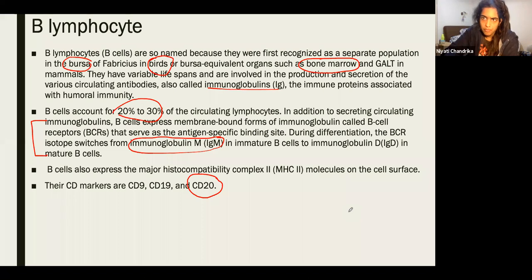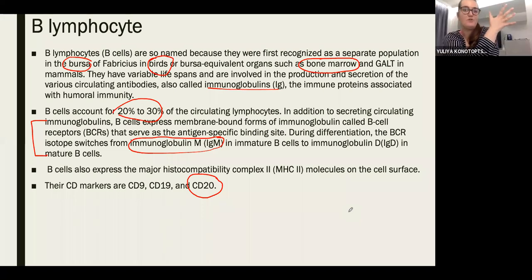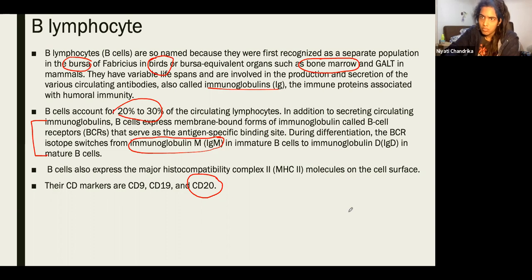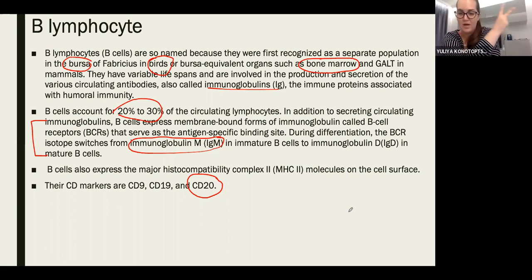IgM. Because it is a pentamer, it's very useful to just grab my antigen like that. I grab it and that's it. I grabbed it. What should my IgM change to? A dimer, IgD. It changes to a dimer, it becomes IgD. So if you see IgD on the surface, the B lymphocyte is no longer naive. It becomes, as we say, mature. It's now active. It's now ready to become the one thing it should, which is a plasma cell, to make antibodies. So I hope that is clear.